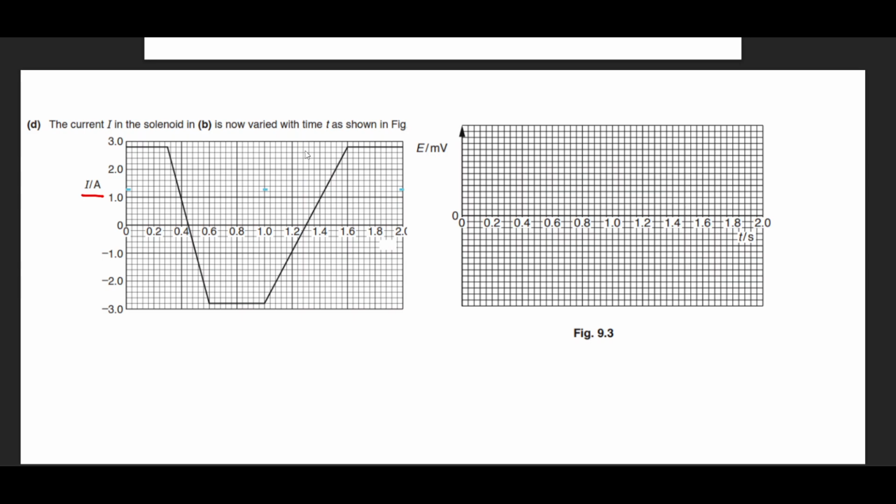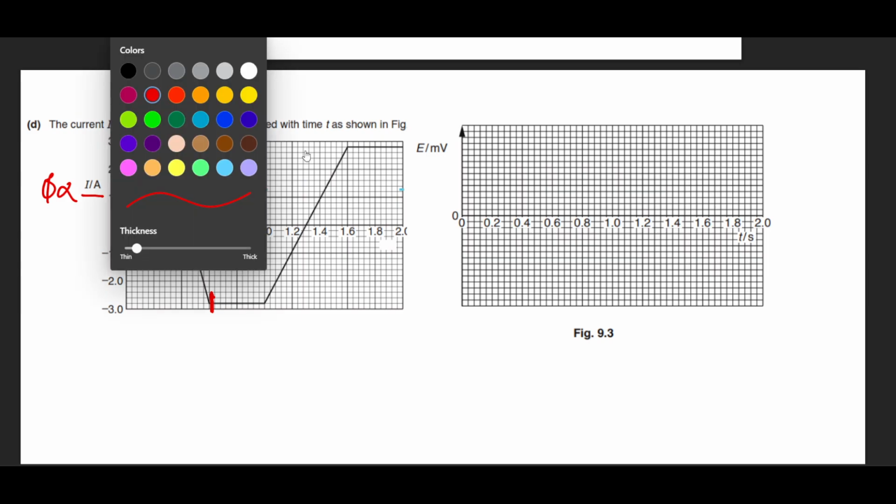So it says to draw the graph of induced EMF, and we know that it is equal to the rate of change of flux. And the flux is actually proportional to the current, and the gradient of this function will tell me about the induced EMF. So it changes from 2.8 to negative 2.8 in this region, the induced EMF.